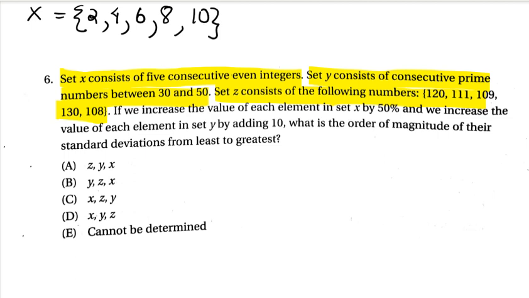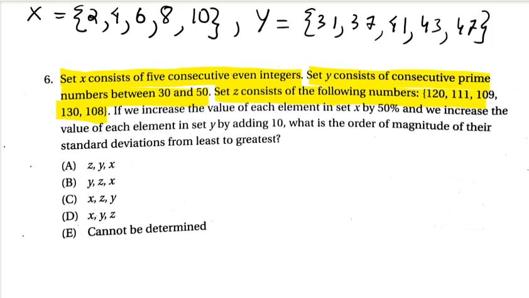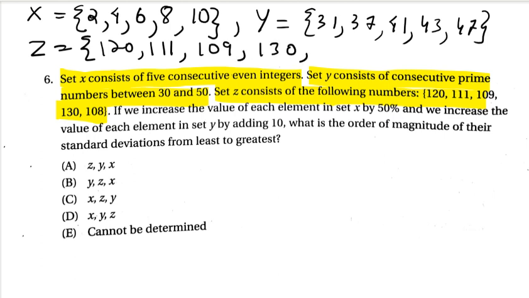Now set y. It consists of prime numbers between 30 and 50. The first one is 31, then 37, then 41, then 43 and 47. Yes, 43 and 47 are prime numbers. And the set z is already given to us: 120, 111, 109, 130 and 108.